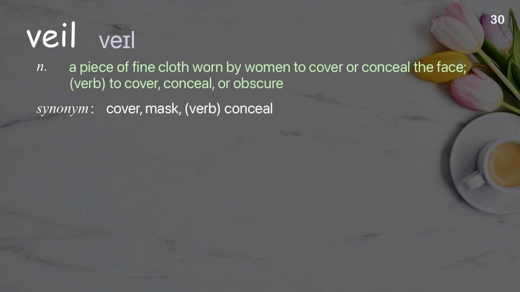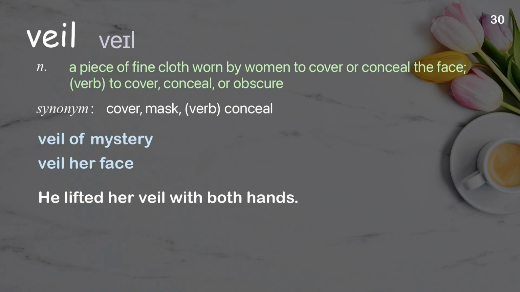Veil. A piece of fine cloth worn by women to cover or conceal the face, verb, to cover, conceal, or obscure. Examples: veil of mystery. Veil her face. He lifted her veil with both hands.